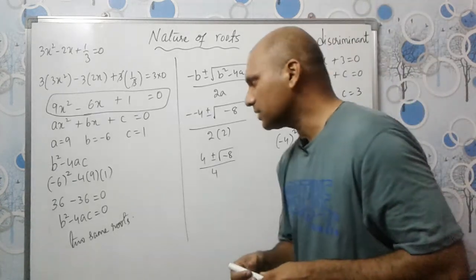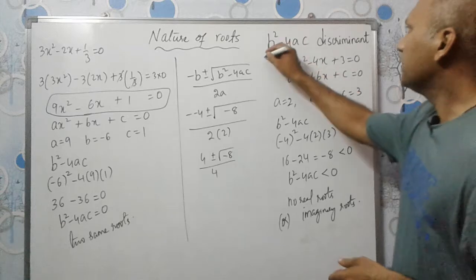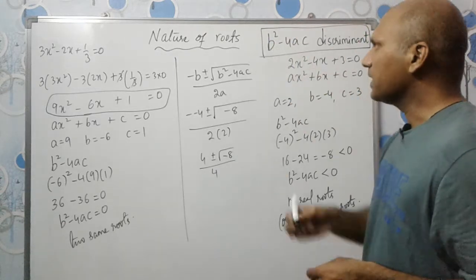All right, I hope you understood this concept. So everything depends on the discriminant b square minus 4ac.